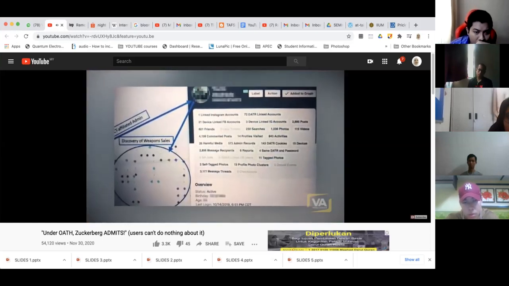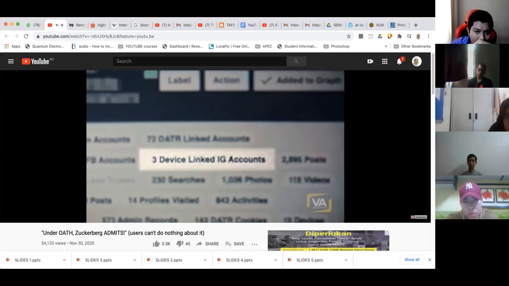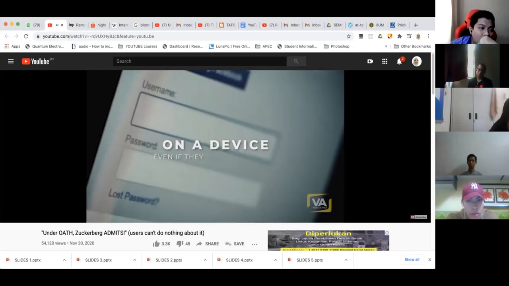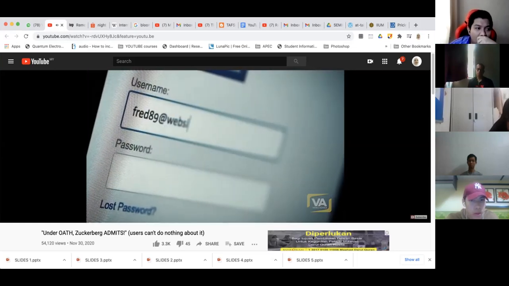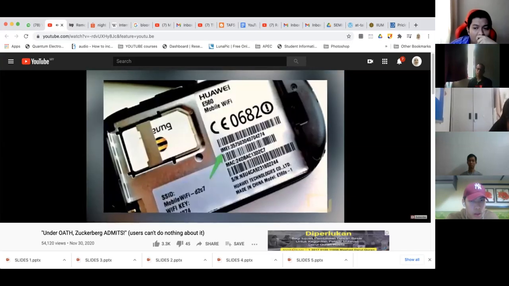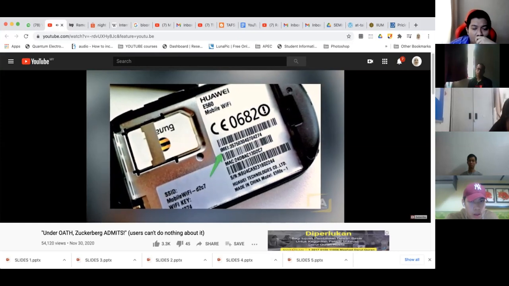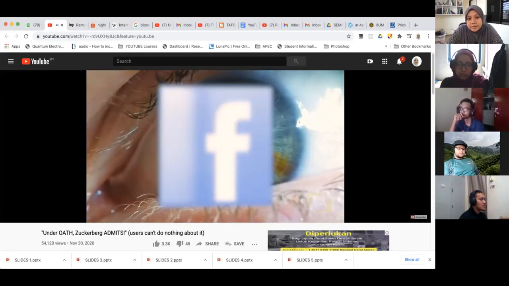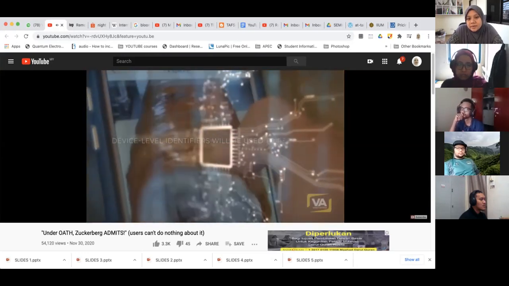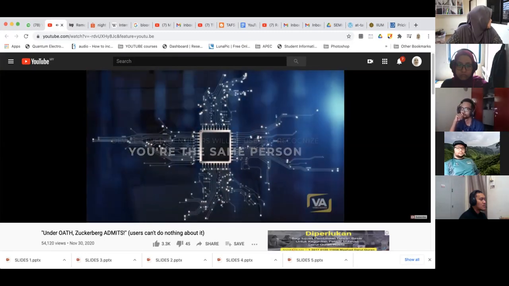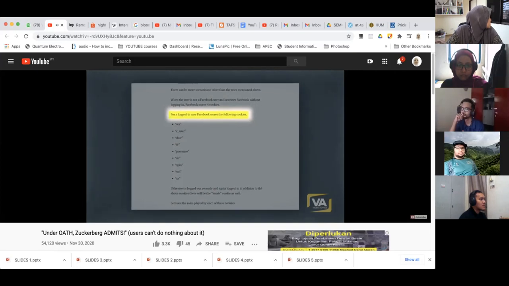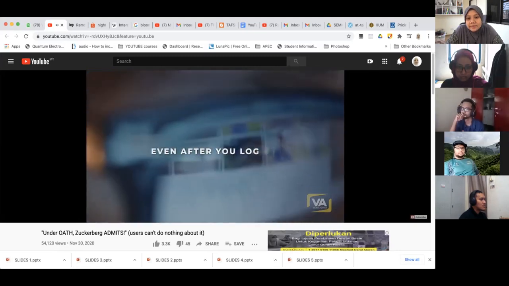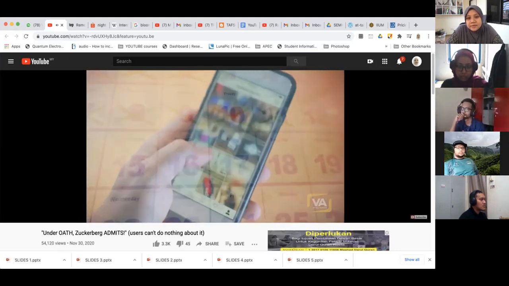One such label visible in the dashboard, three device linked IG accounts, shows that Facebook can log the same user's activity on a device, even if they switch accounts, by using the device's unique hardware identifiers, like a smartphone's fixed IMEI number. Basically, you don't need to be logged into a particular account for the company to know it's you. Create a new Instagram account, and device-level identifiers will be used to recognize you're the same person. When you log into Facebook on the web, the company drops a DATR cookie that will keep track of your activity even after you log out, and for up to 2 years thereafter.